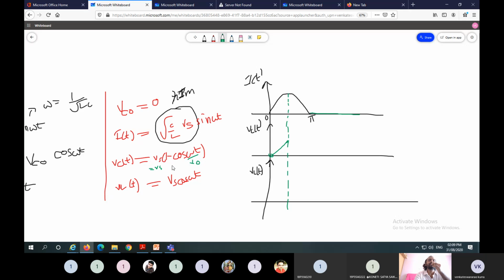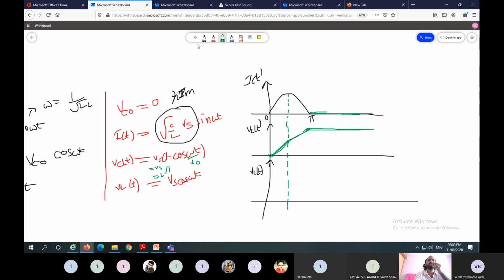Again, after omega t equal to pi, cos pi value is minus 1. So 1 minus of minus 1, plus 2 Vs. So this is the plus 2 Vs, which is the voltage across the capacitor. After omega t equal to pi, there is no flow of current, so the capacitor does not charge and this voltage remains constant in the capacitor.